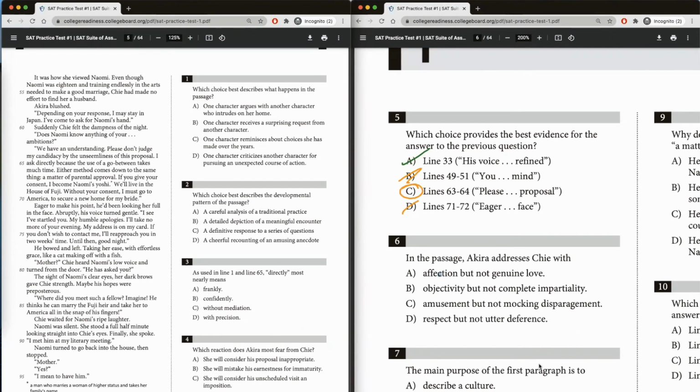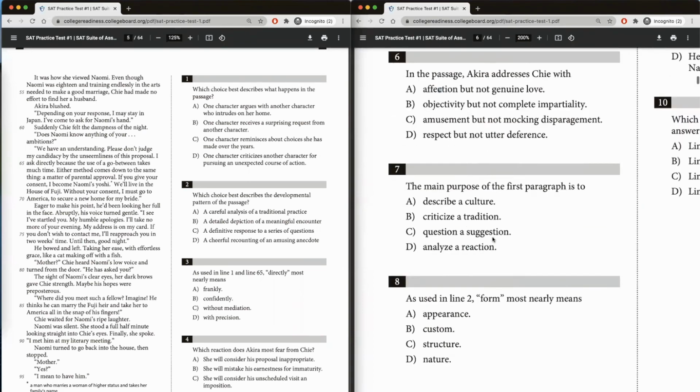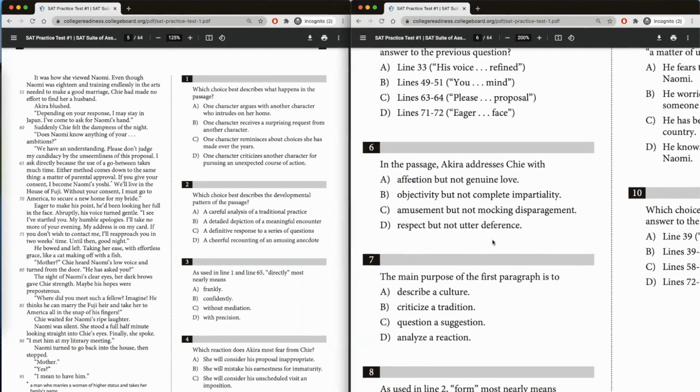And I believe, what is this? Are we down to the last one? Yeah, we're down to the last one. Okay, so then last question. In the passage, Akira addresses Chi with, so again, Akira is the dude, Chi is the mom. So in this case, how is this suitor addressing the mom of the girl he'd like to marry?